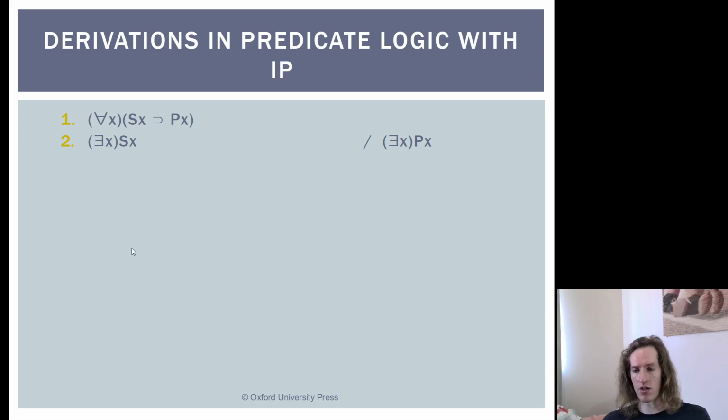So our first premise here is for all x's, if sx, then px. And our second premise is there is at least one x, sx. And we want to show there is at least one x, px.